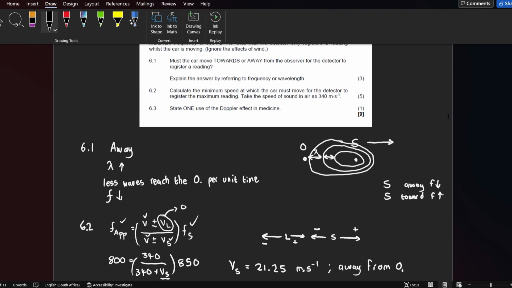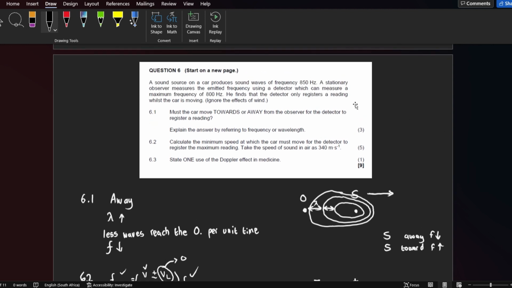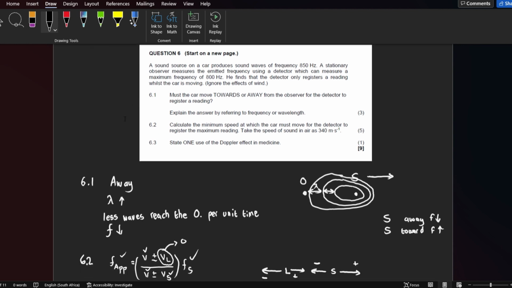Okay, and that brings us to the end of this rather short question on the Doppler effect. Normally, they do always ask you to state the Doppler effect, so just be prepared for that. In this question, they didn't, but most questions on the Doppler effect will ask you to state the Doppler effect, so make sure you memorize that definition.